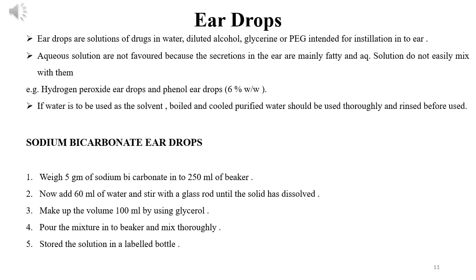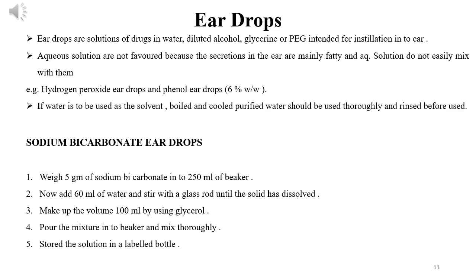Some examples of eardrops are hydrogen peroxide eardrops and phenol eardrops. Here 6% w/w phenol eardrops are used as an eardrop. If water is to be used as the solvent, boiled and cooled purified water should be used, and the container thoroughly rinsed before use. Because we are using it in the ear cavity, proper sterilization is required. That's why we use boiled and cooled purified water.